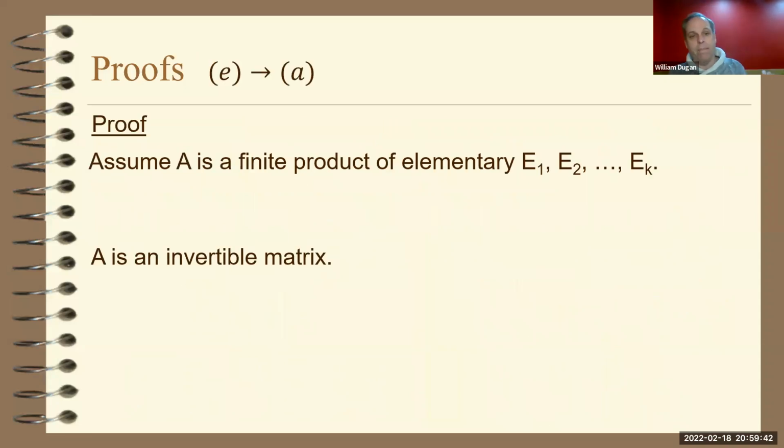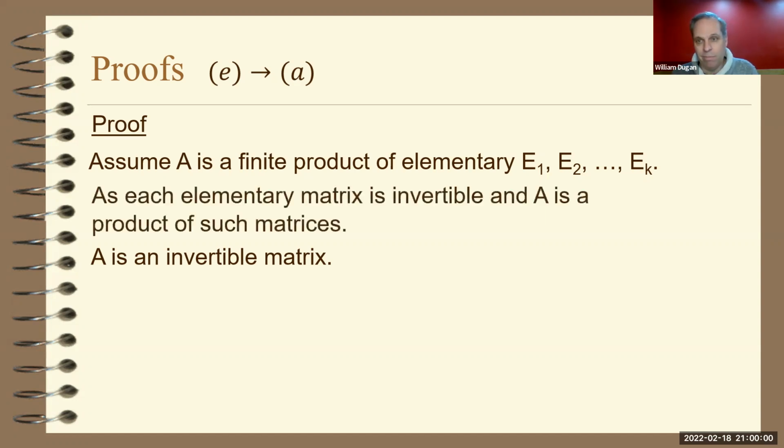So the last one: assume that A is actually a product of elementary matrices. Well, each elementary matrix is invertible. So then I have a product of invertible matrices. I know from the theorem I already showed you that since I have a product of invertible matrices, the result is invertible. So that's that proof. That's pretty neat. So now we know that all these things are equivalent to each other.